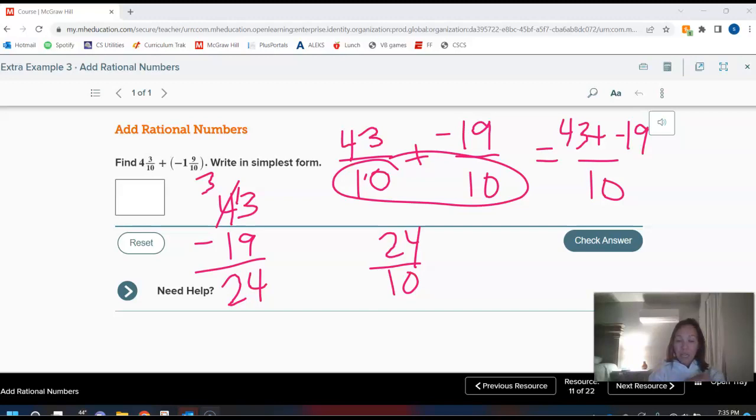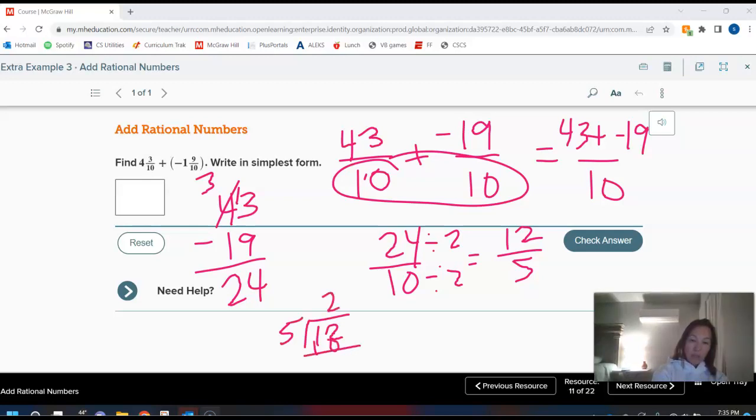So again, if you're confused on any steps, pause, go back, rewatch it until it hopefully will make sense for you. But you can slow it down and watch step by step slowly over again if you need to. Now if you look at 24 and 10, they each have a common factor of 2. So I could divide each of these by 2 to get 12 over 5. So you can leave your answer as a fraction 12 over 5, or we can change it to a mixed number by multiplying, or by dividing, excuse me.